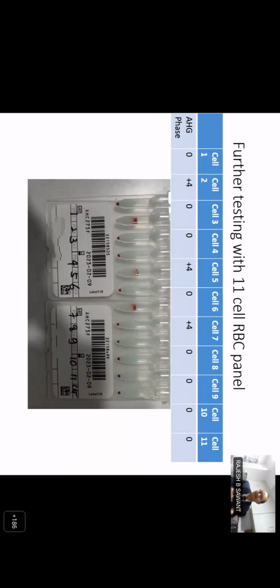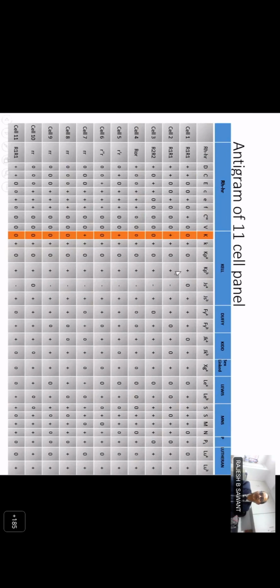Sometimes you get a mixed field reaction, or a weak agglutination at all cells, and then there is definitely a bigger problem, right? So this particular pattern of positivity, you said cell 2, and then cell 5, and cell 7, positive. Yes, okay. It is directly corresponding with a particular antibody against capital K antigen.